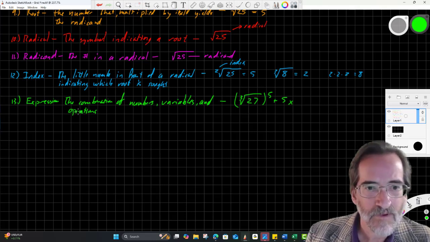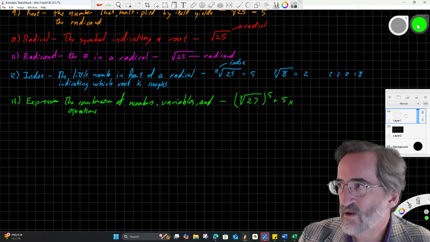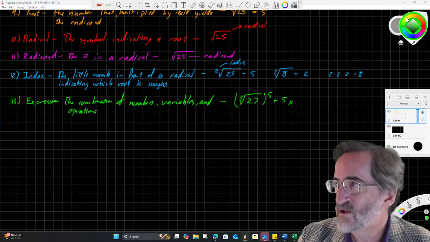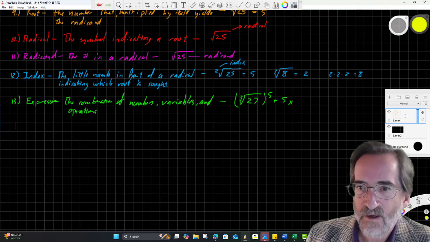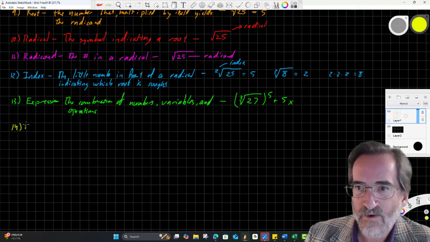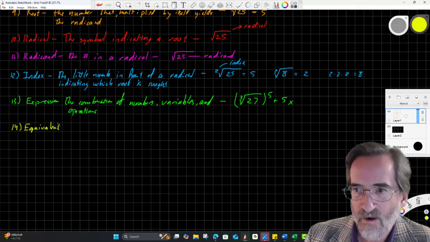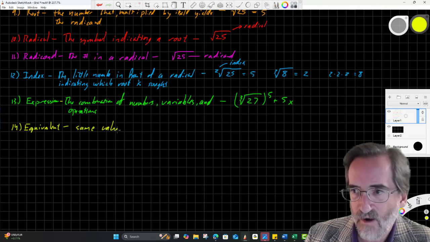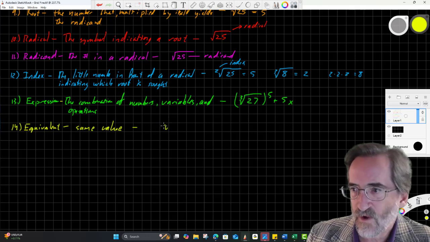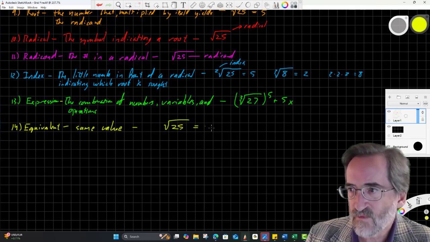Okay. 14. Equivalent. Same value. Square root 25 equals 2 plus 3. They're equivalent because they both equal 5. Equivalent.